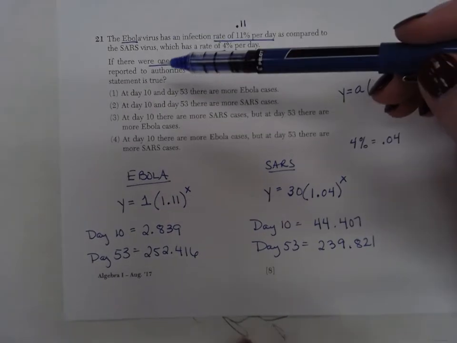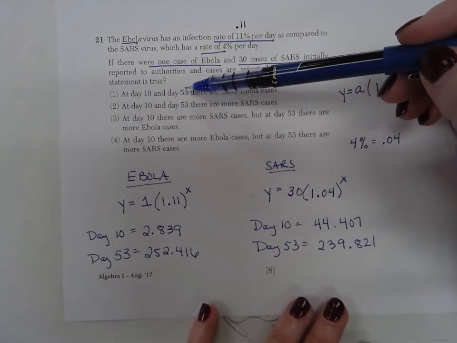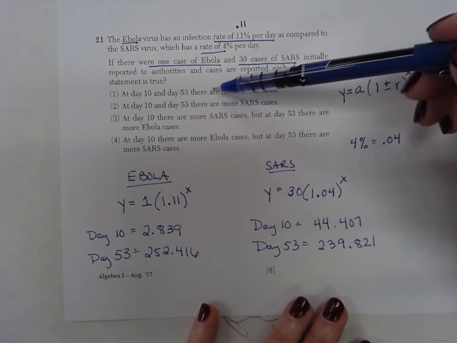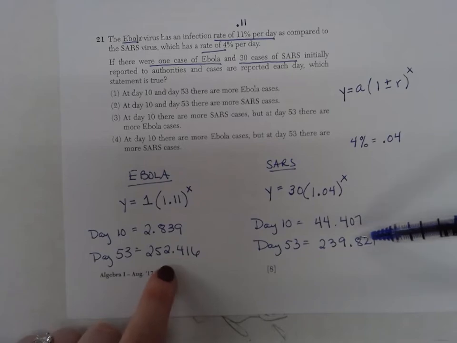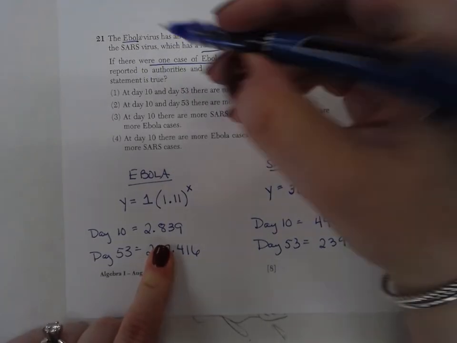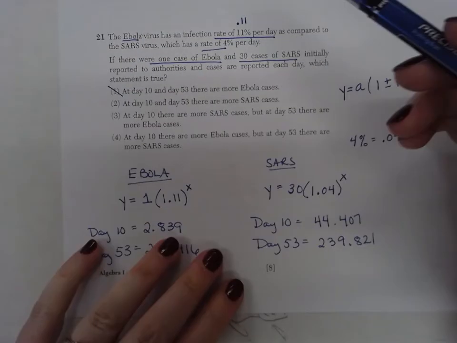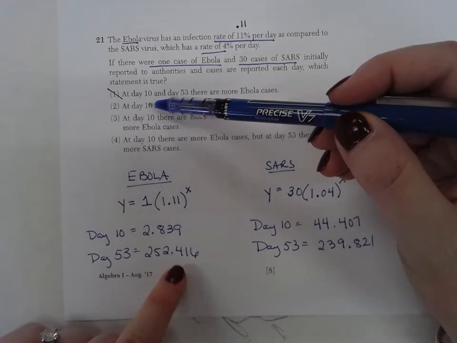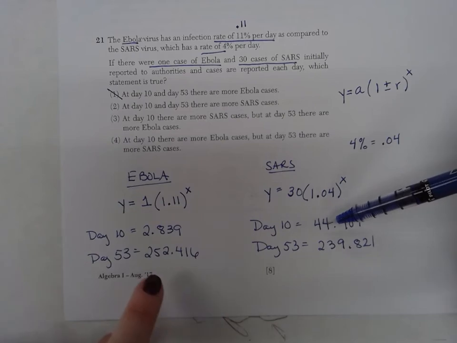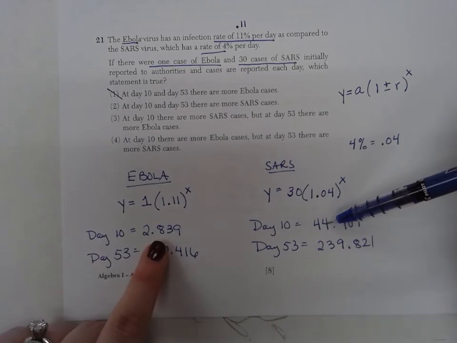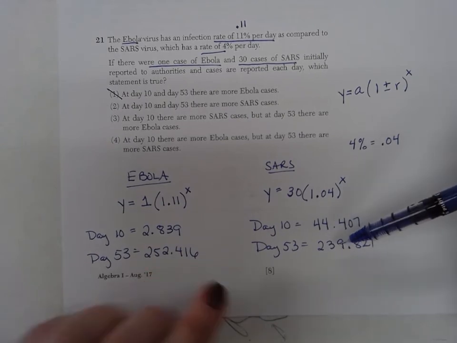At day 10 and day 53, there are more Ebola cases. At day 10, nope, that's not true. At day 10, there's more SARS cases. Get rid of it. At day 10 and day 53, there are more SARS cases. So let's go over here. On day 10, there's more SARS. On day 53, there's not. Get rid of it.